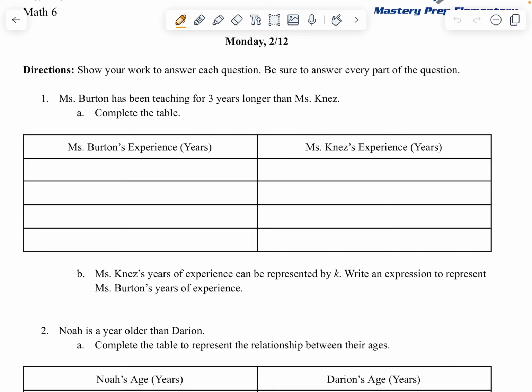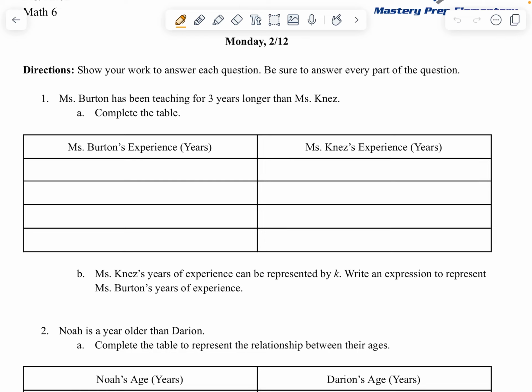Complete the table. There are many different ways you could complete this table because I didn't give you any guidance on what numbers have to go in the table. So, you simply want to pick a number for Miss Burton or Miss Knez to get you started.